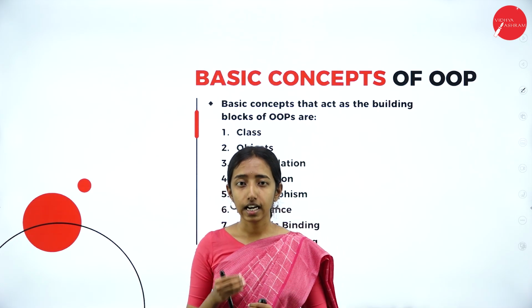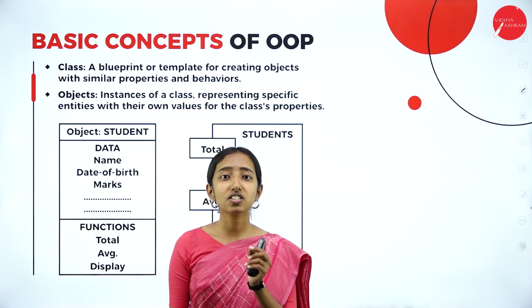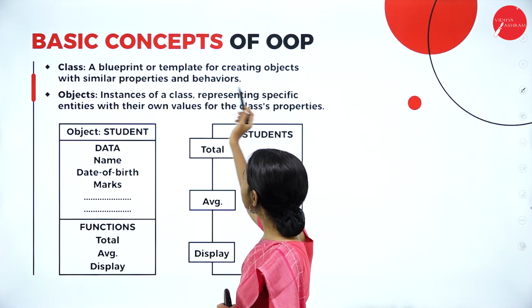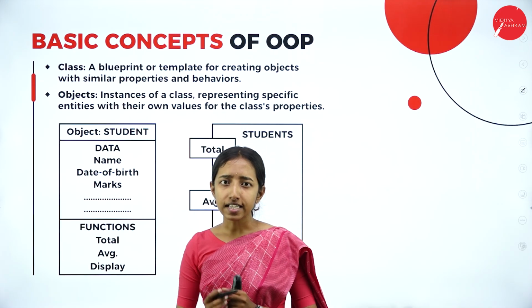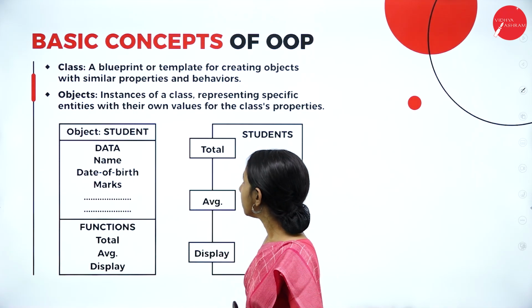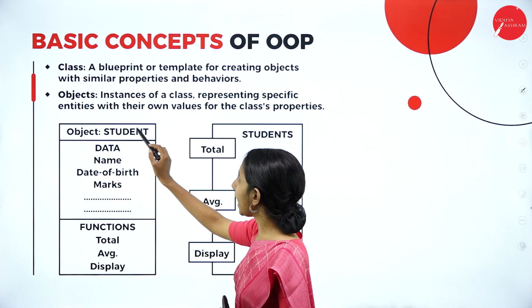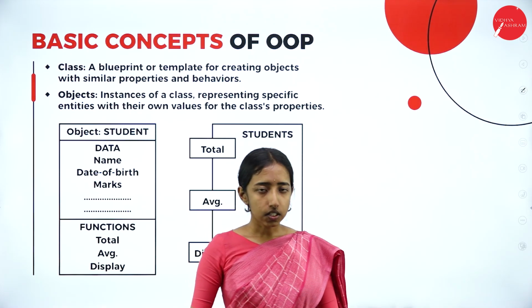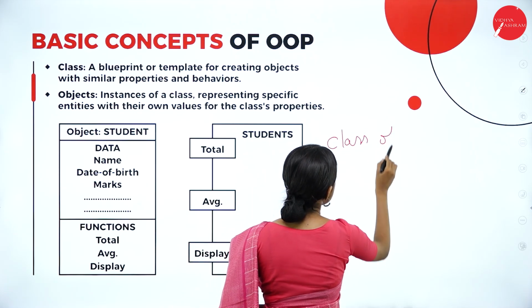So, what are these things? Let us see. Class. What do you mean by class? What is an object? A class is a blueprint or a template for creating objects with similar properties and behaviors. For example, let me take a car. A car is a class. What is an object? An object is an instance of the class representing a specific entity with its own values for the class properties.